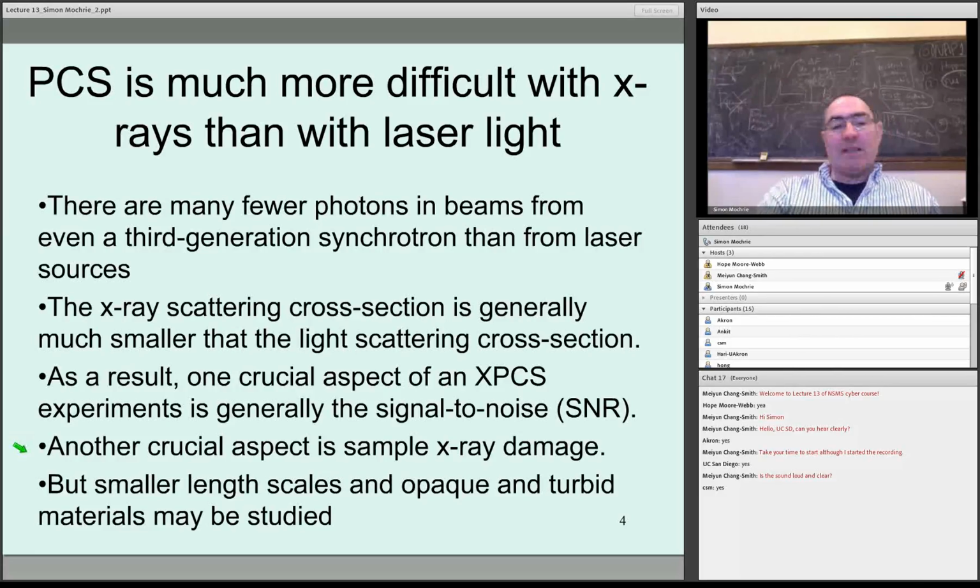But on the plus side, you can access much smaller length scales than you can access with laser light scattering, and you can look at opaque and turbid materials, which you can't do with laser light scattering. Basically, almost everything is more or less transparent to X-rays, and so you can really look at whatever you want to, in fact.